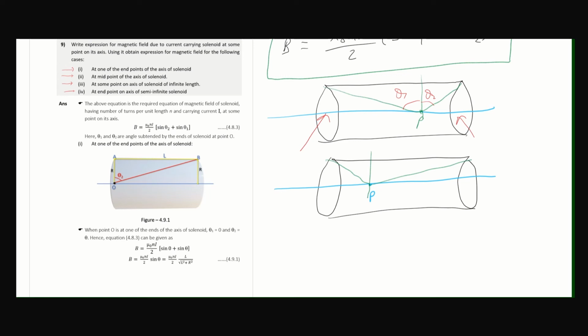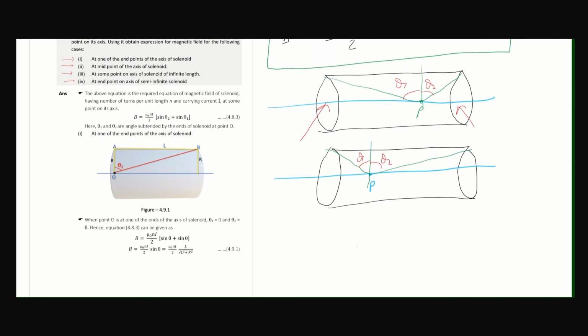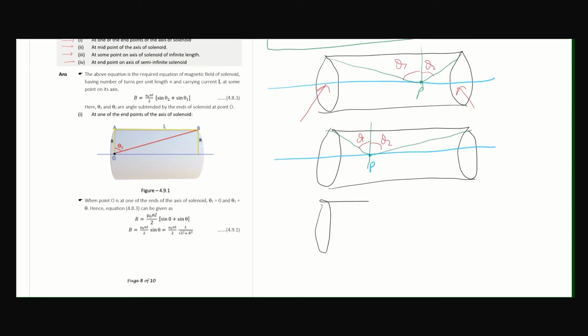See, what is happening to theta 1? It has grown smaller. Okay, and further if I shift point P, what will happen to theta 1? It will become still smaller. Okay, so suppose point P is here, then where is my theta 1? Look at the theta 1 value. Now theta 1 is very small and theta 2 is very large. So if point P is shifted to one end of the solenoid, what will be the theta 1 value? Theta 1 will be 0.